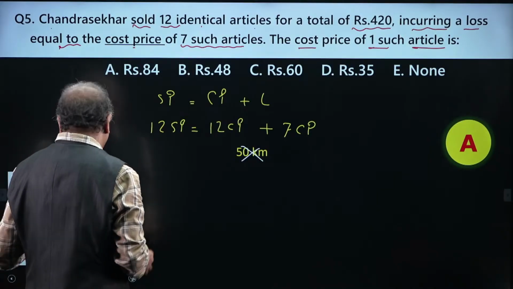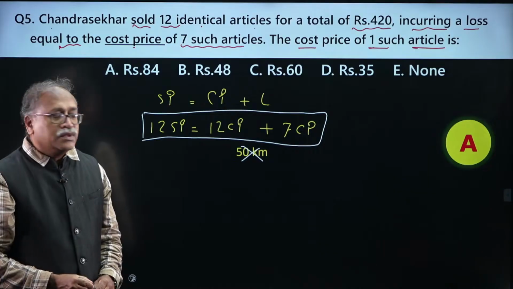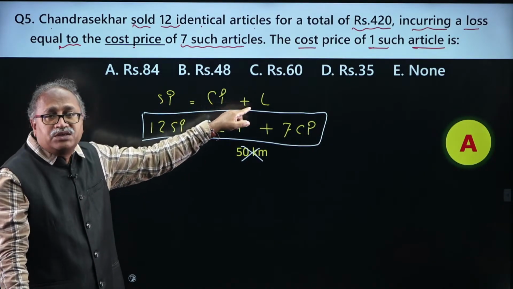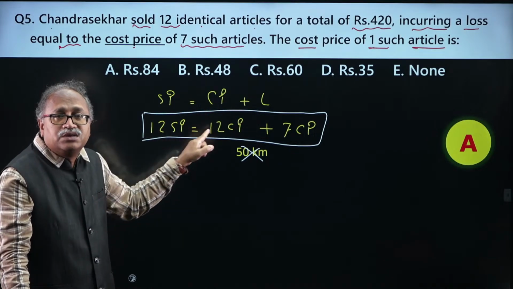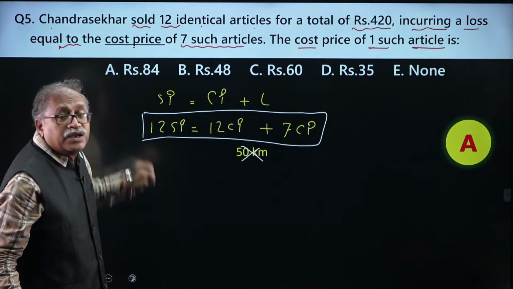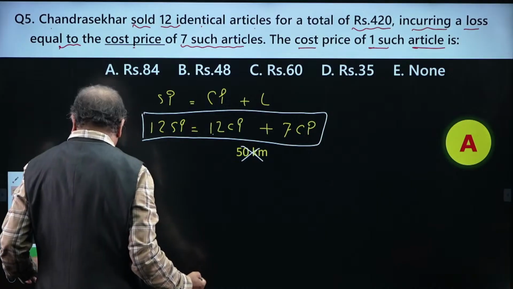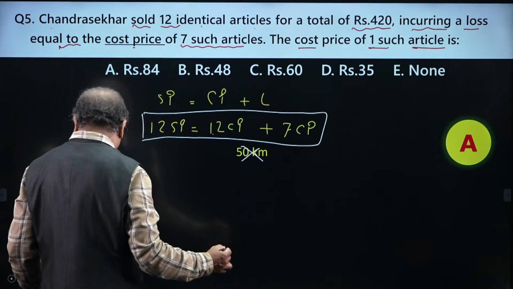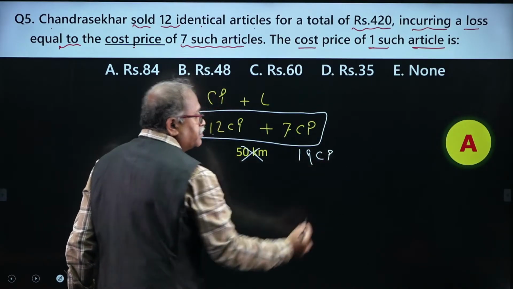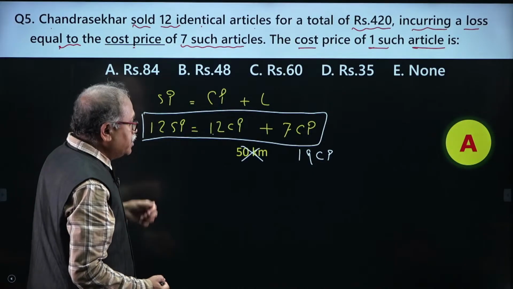This is my final step. If you come to this step correctly, with this basic relation, selling price is equal to cost price plus loss, 12 articles selling price is equal to 12 articles cost price plus loss, which is 7 articles cost price. Now, you can see that 12 plus 7 comes to 19. So, the right hand side comes to 19 CP. So, what is SP by CP?